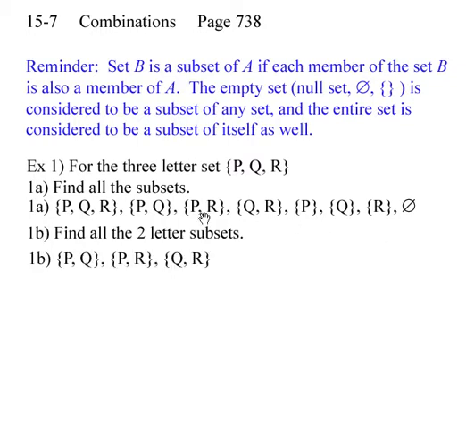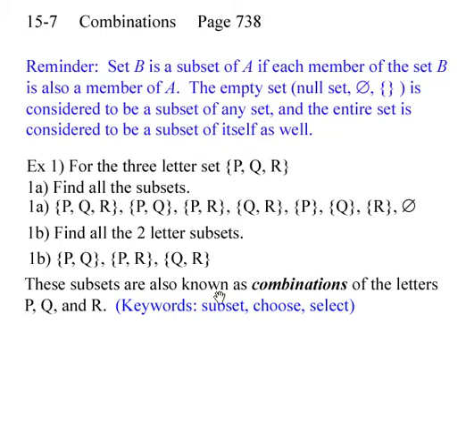Finding all the two-letter subsets, well, we've already found them, so let's just write them down separately. We've got the set PQ, set PR, set QR. Now subsets are known as combinations of the letters P, Q, and R. So yesterday, when we were doing permutations, our keywords were order and arrange. Today, for combinations, we're looking for these keywords: subset, choose, or select.